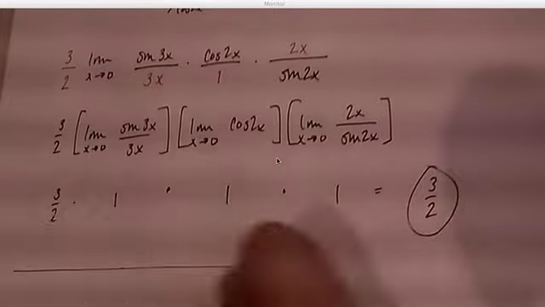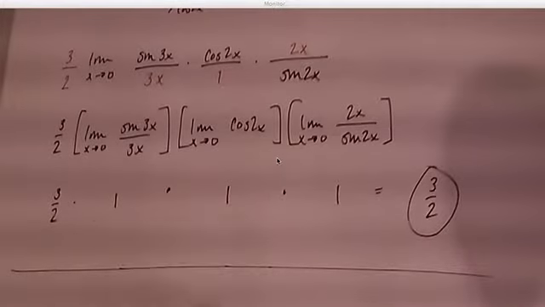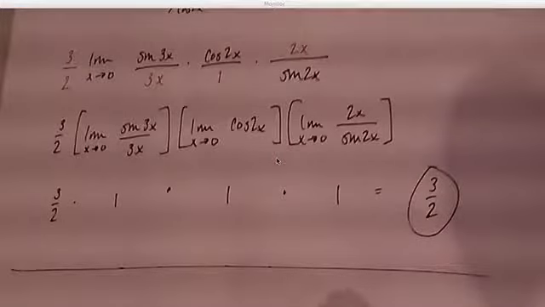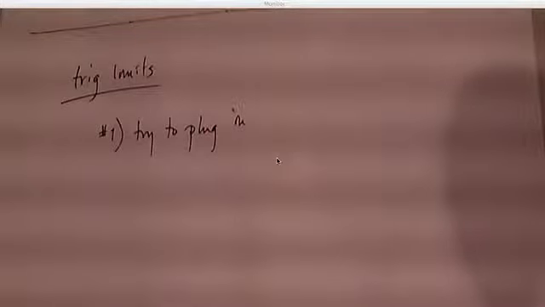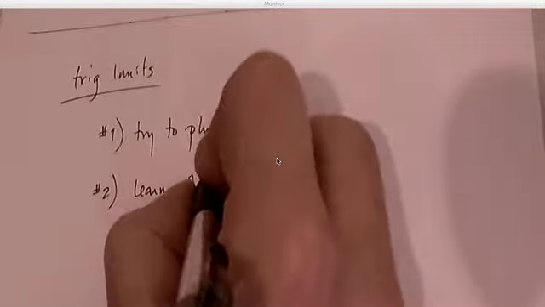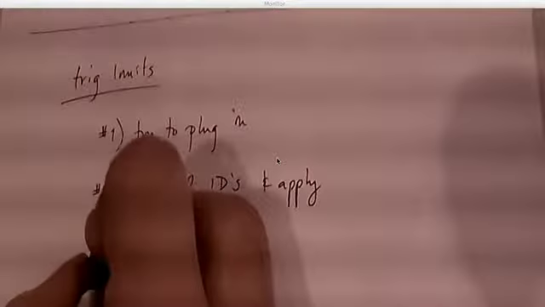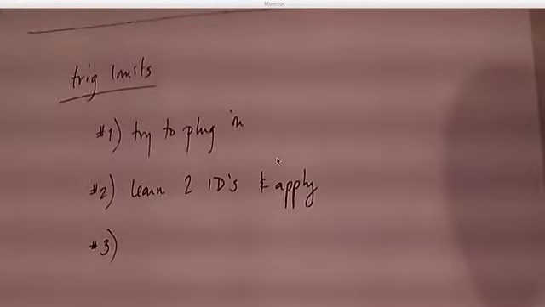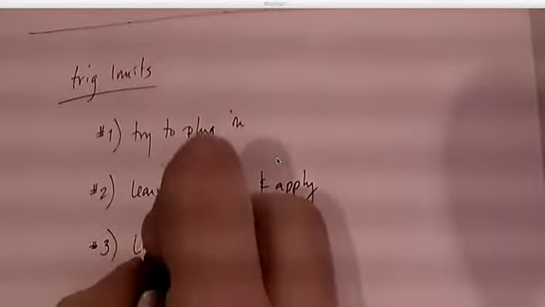Okay? So the three things that you need to know in terms of trig limits are these. Number 1, try to plug in. It might actually be capable of being evaluated right from the get-go just by plugging the approach value in. Number 2, you need to learn those two IDs. Okay? And you need to apply them. And in applying them, especially with one like our last example that was multiple factors that had to be manipulated and changed in form, we need to understand the limit laws.